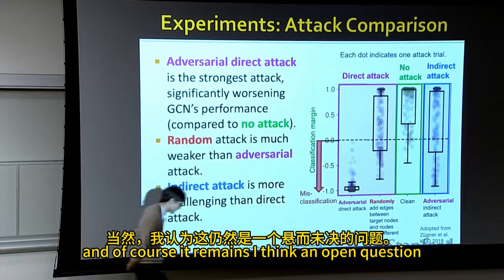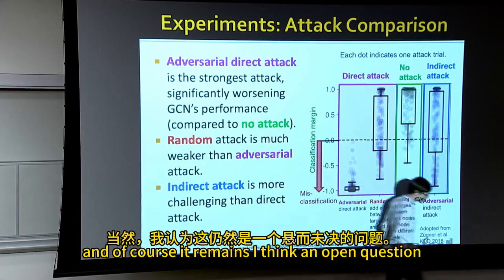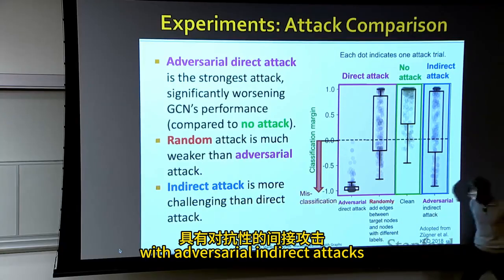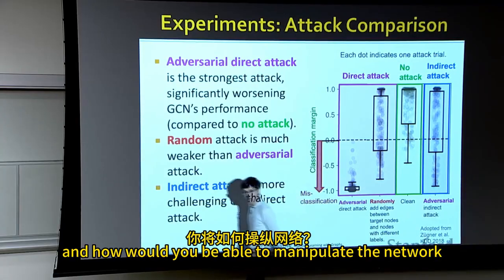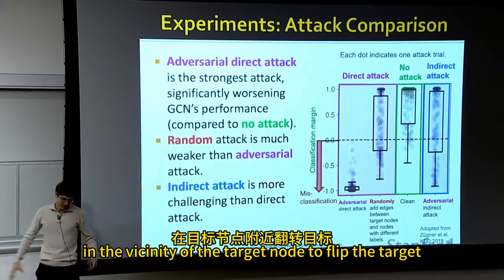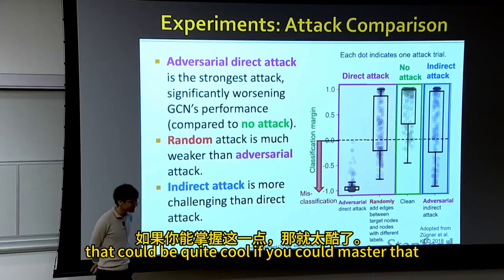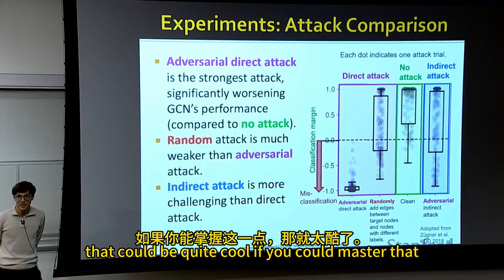And of course, it remains, I think, an open question. What could you do with adversarial indirect attacks, and how would you be able to manipulate the network in the vicinity of the target node to flip the target? That could be quite cool if you could master that.